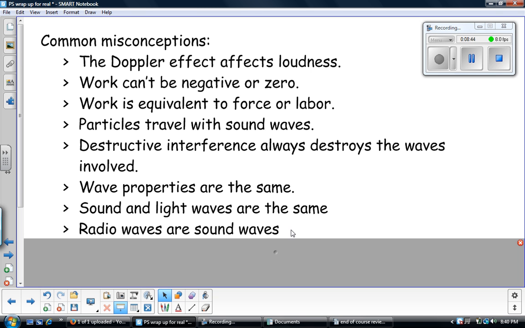We couldn't make that sound wave travel that entire distance. It just wouldn't go that far, but the radio wave not only will go that far, but it will go really quickly. It will travel at the speed of light.